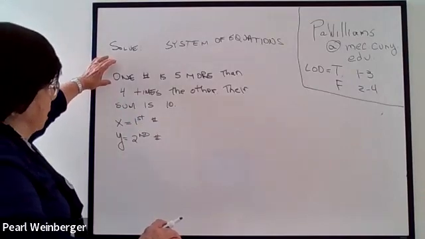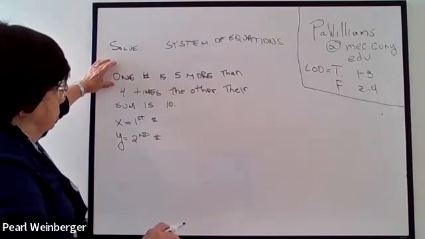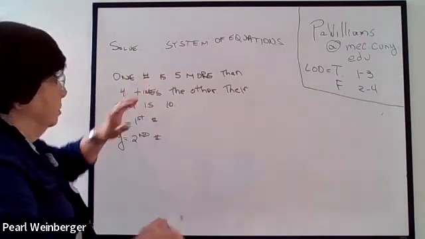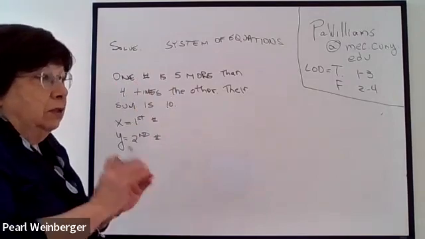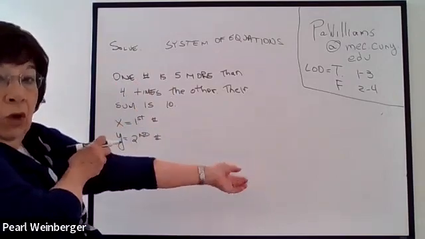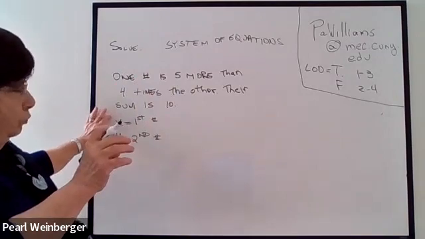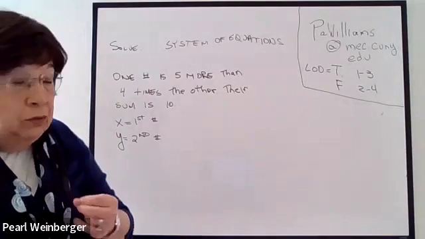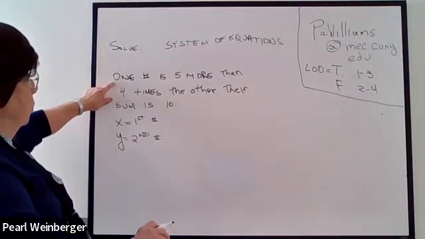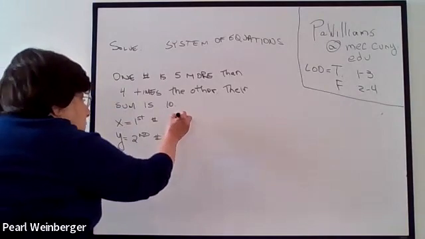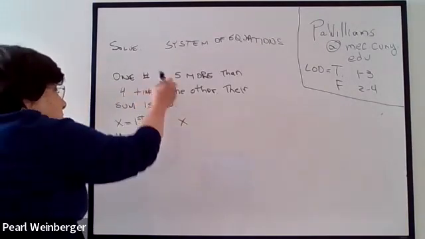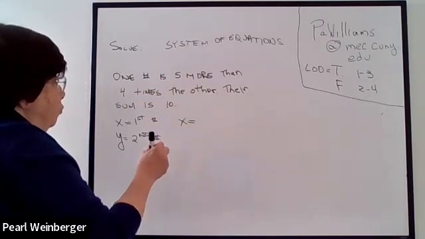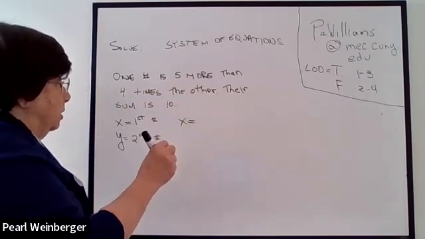Then start reading the question slowly. One number is 5 more than 4 times the other. That's one complete statement. That should give us one of the equations. Remember, we have 2 variables. It's going to have to be a system of equations. We're going to need 2 equations. So one number, let's call it x, is, remember, is our equal sign, 5 more than 4 times the other.